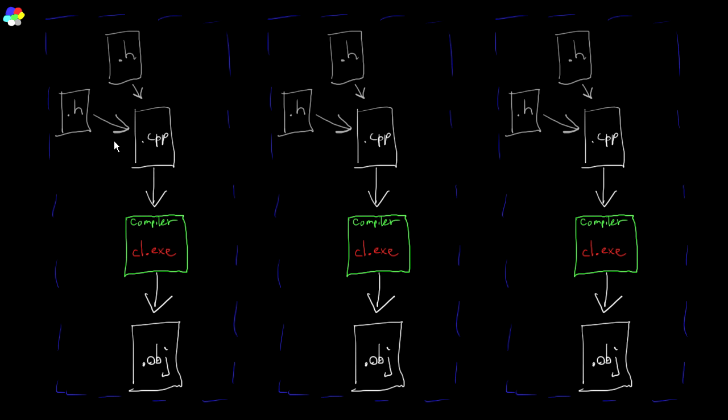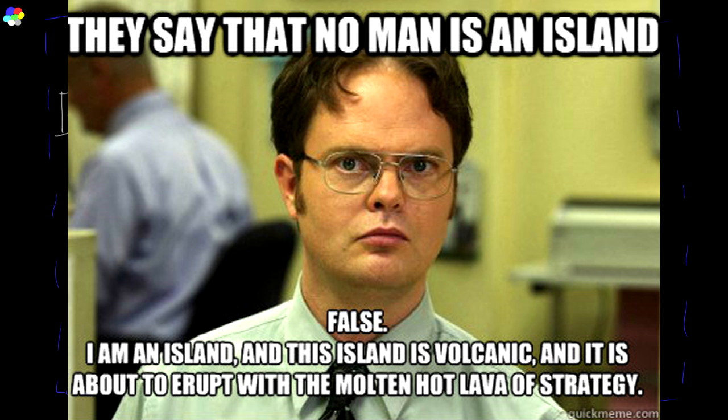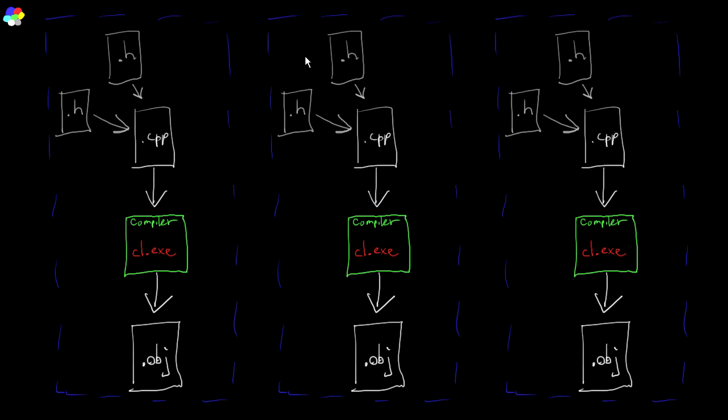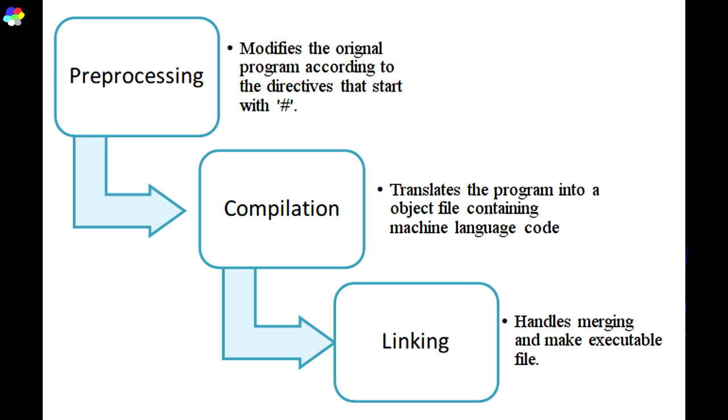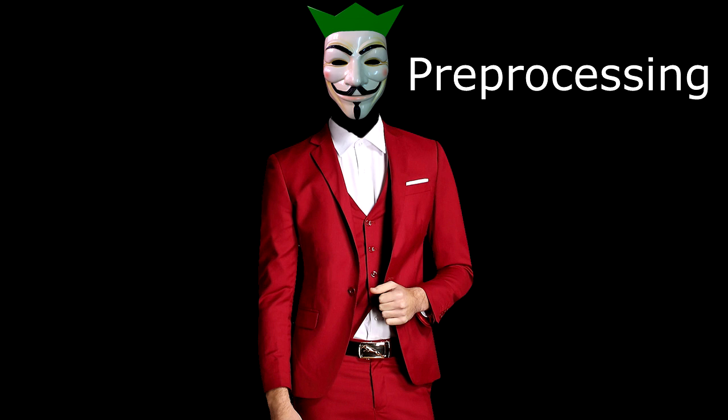Fact. Every CPP file is considered separately. It's like its own island. They say no man is his own island, but every CPP file is its own island. So when you're compiling this CPP file here, the compiler has no knowledge of any of these other files. Fact, there are 3 processing phases when you build a project. The phases are pre-processing, compilation, and linking. Now, pre-processing and compilation are carried out by the compiler, and linking is carried out by a separate program called a linker.